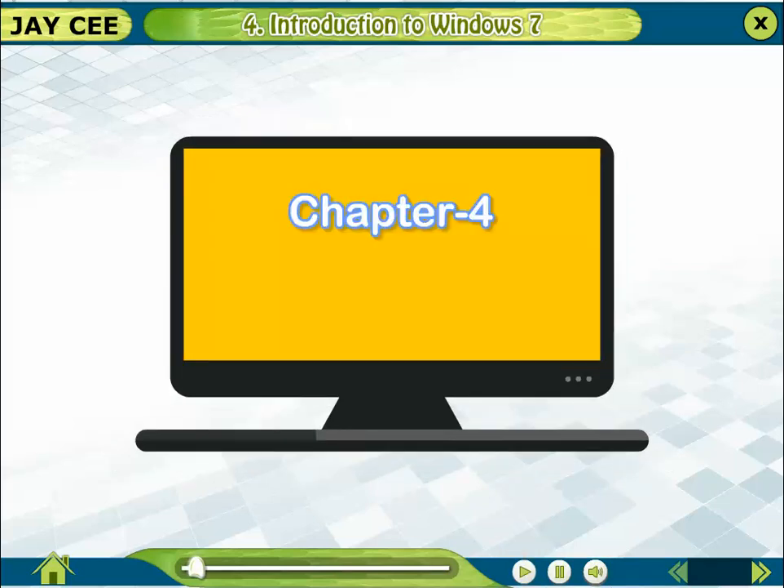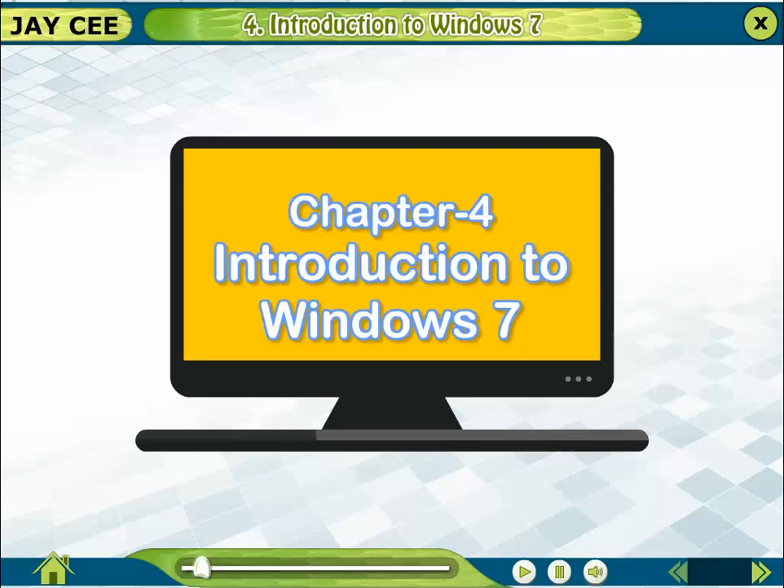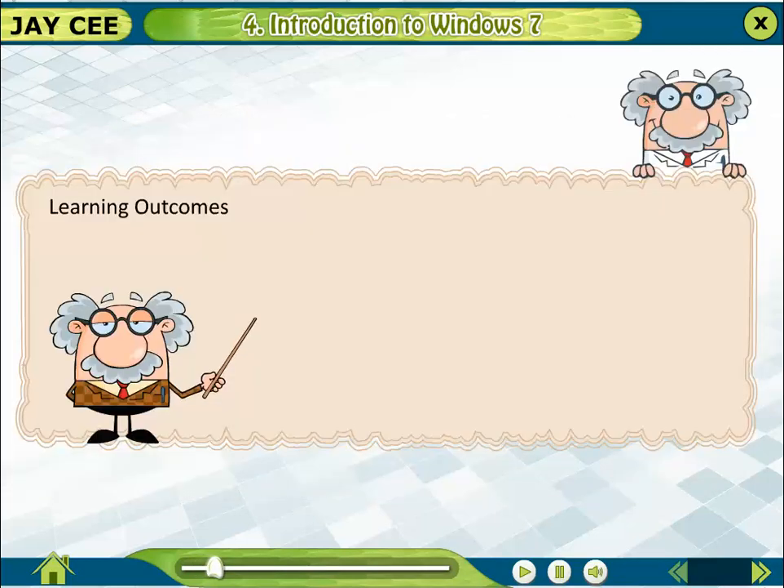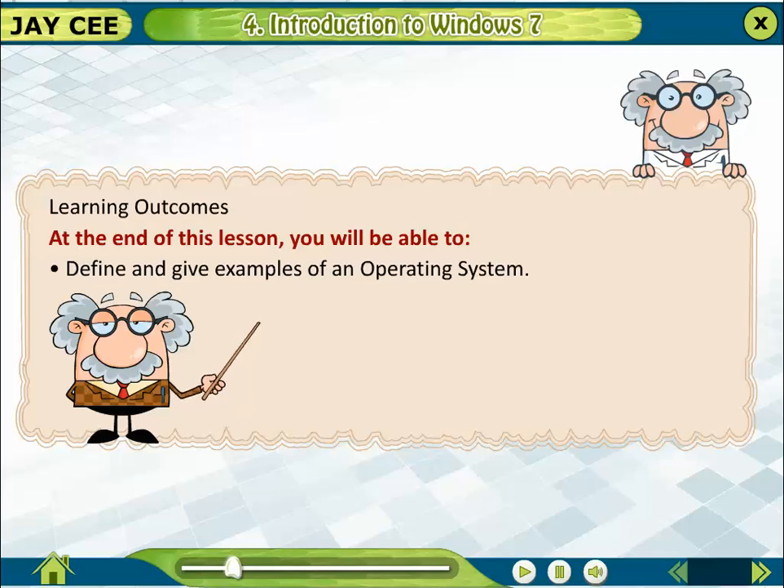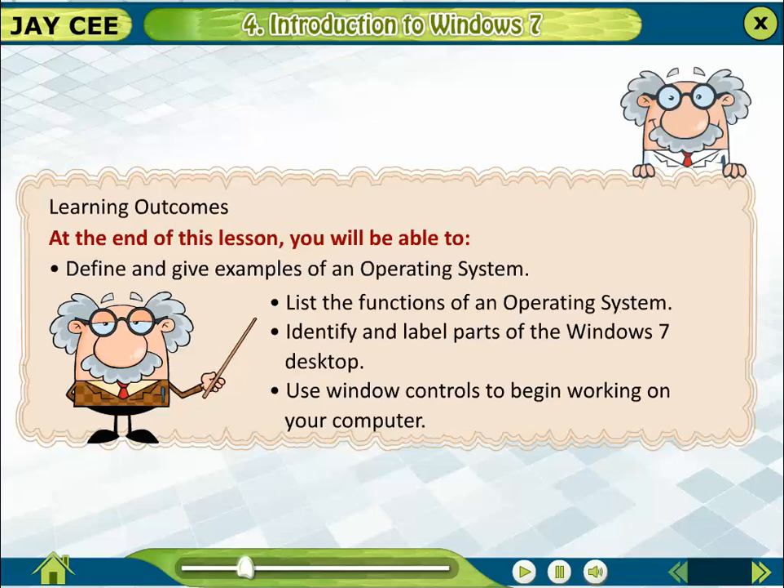Chapter 4. Introduction to Windows 7. Learning Outcomes. At the end of this lesson, you will be able to define and give examples of an operating system. List the functions of an operating system. Identify and label parts of the Windows 7 desktop. Use window controls to begin working on your computer.